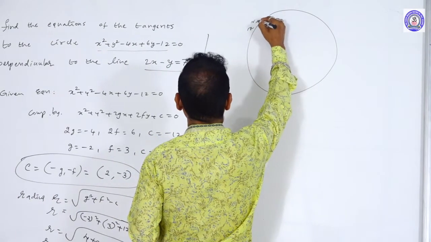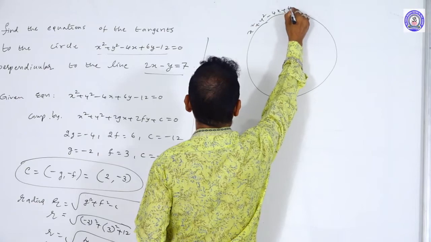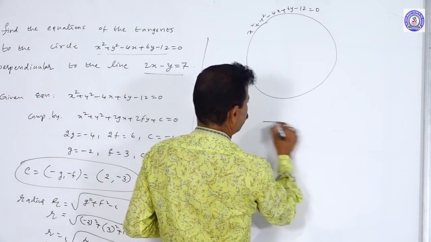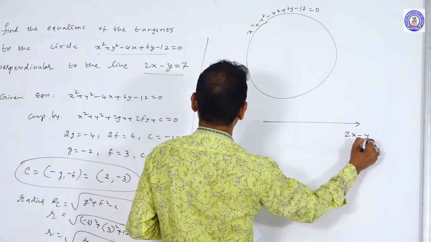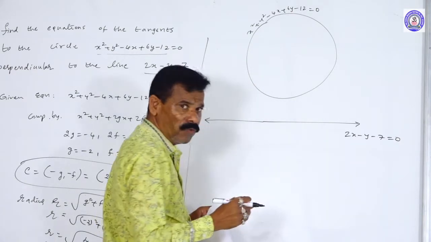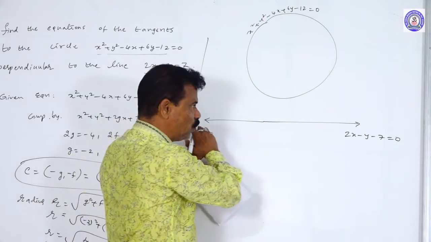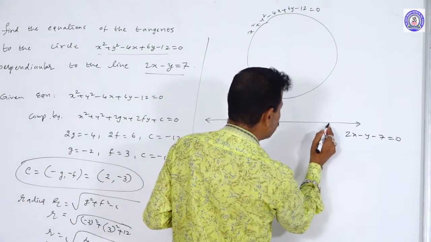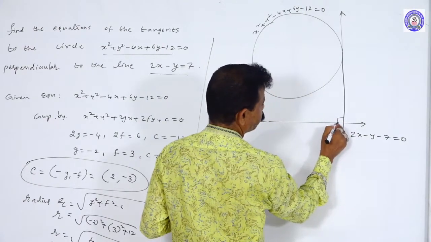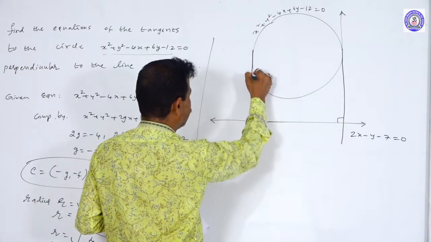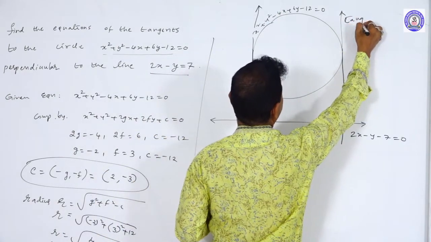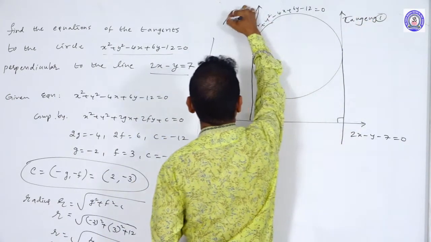This is the circle x² + y² − 4x + 6y − 12 = 0, and one line is given: 2x − y − 7 = 0. This is the given line. We find the tangents perpendicular to this line. So perpendicular to this line, this is a tangent to the circle, and on this side another tangent exists. This is tangent 1, this is tangent 2.